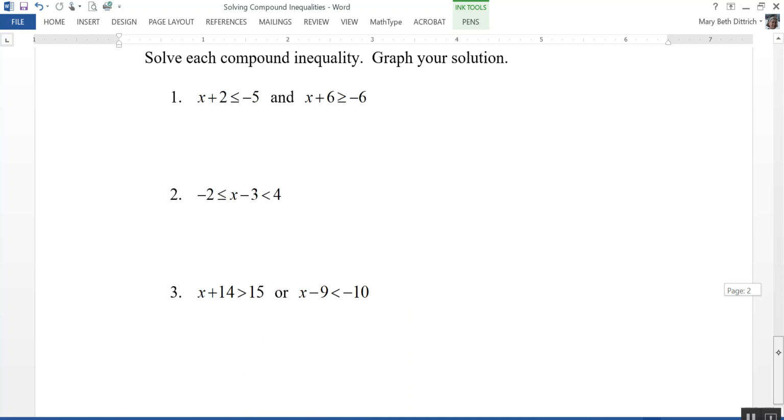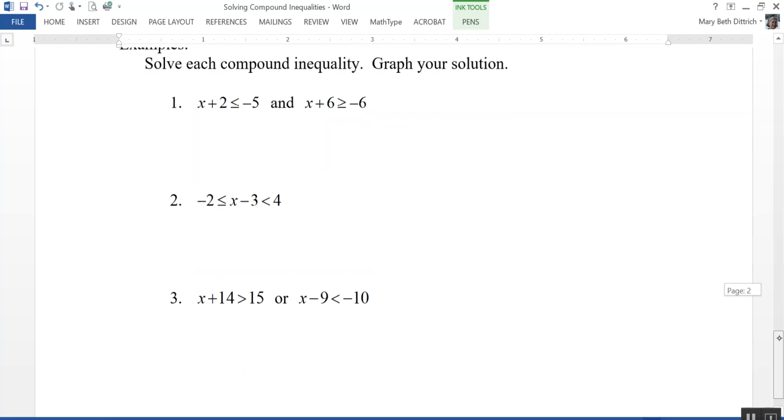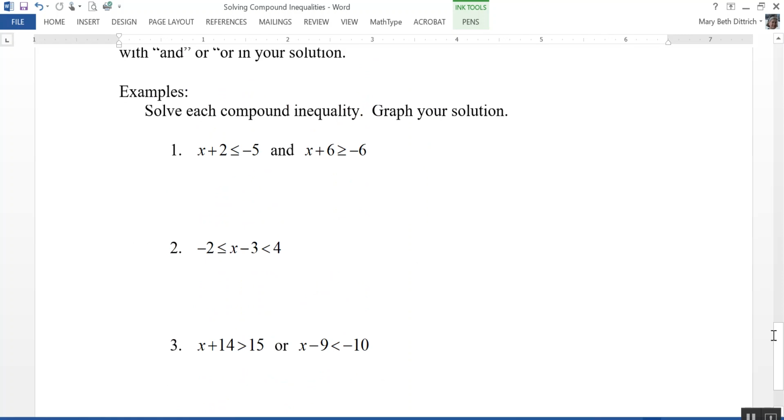So let's solve each of these compound inequalities, and then graph our solutions. So the first one is x plus 2 is less than or equal to negative 5 and x plus 6 is greater than or equal to negative 6. So I'm going to subtract 2 on each side, do each one separately. So x is less than or equal to negative 7, and let's subtract 6 on each side. X is greater than or equal to negative 12.